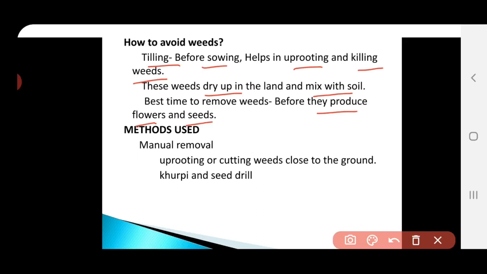Why is it so? If they start to produce the flowers and seeds, even if you uproot them, they again start to germinate. So it is very hard to kill the weeds. So before they produce flowers and seeds, we have to uproot the weeds. And what is the method used? By the manual method, we are just uprooting or cutting the weeds close to the ground. That is done with the help of a khurpi and seed drill.